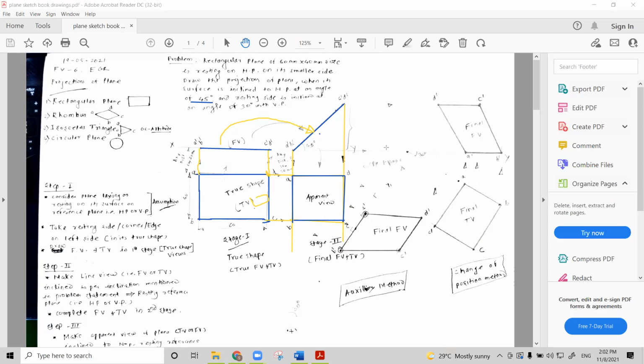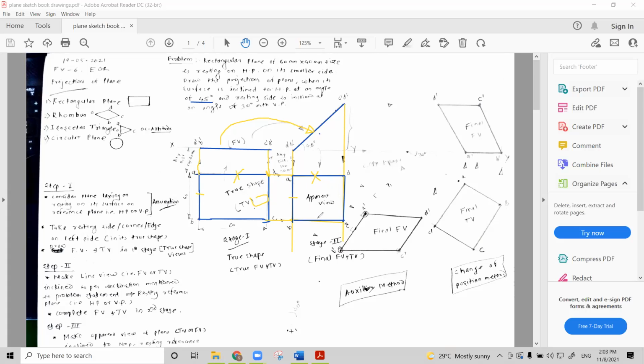Have you noticed the change in the length of the sides? When you make the plane inclined, side AB remains the same. Understood? The change happens in the longer edge, because the longer edge makes the inclination with the surface, keeping the AB side perpendicular to VP. It is not going to have any inclination with HP.